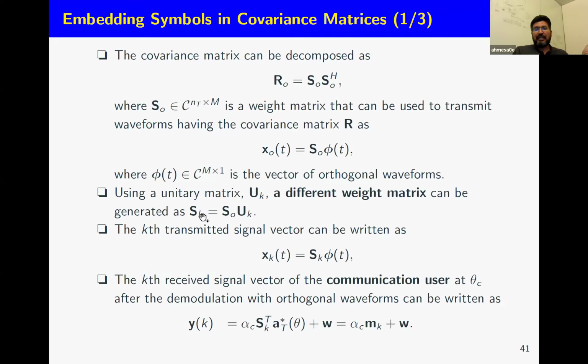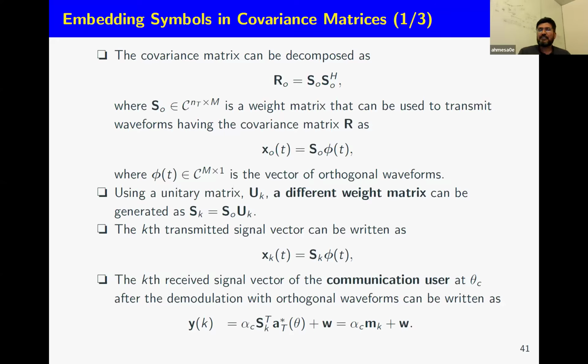If I'm transmitting S_k, my received signal will be this one, right? If I demodulate this received signal with each orthogonal waveform, then I will receive these samples at time k. So this will be a snapshot k. Here I'm assuming that S_k(t) and a^H(θ) is equal to m_k, which is a vector.